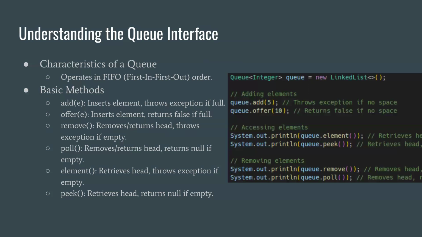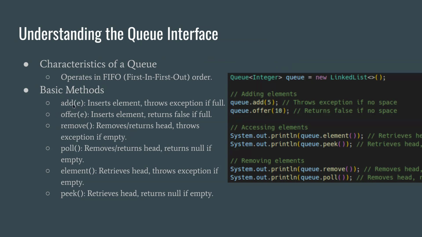Understanding the queue interface. The queue interface in Java is primarily based on the first in, first out principle, though some implementations might differ. This interface is crucial when we need to maintain an orderly sequence for processing elements. Let's take a look at some of the core methods.